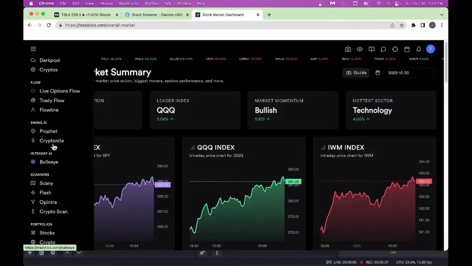And then you've got the trade AI, or artificial intelligence. These folks have got a nice artificial intelligence algorithm to really predict where the market might go. They've got Profit and Kryptonite, where you can look at some of these things.